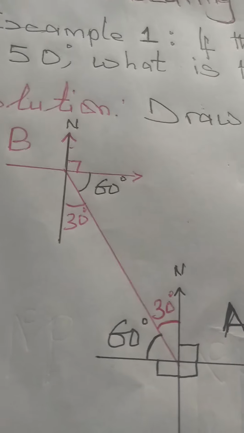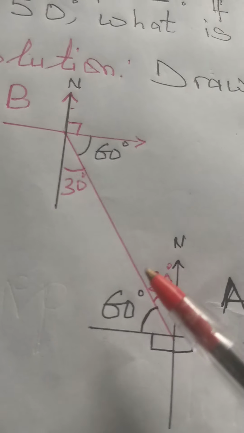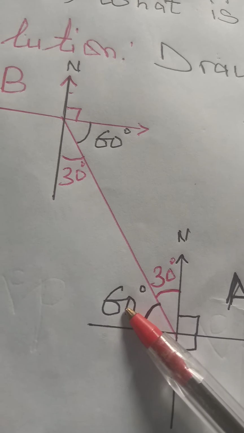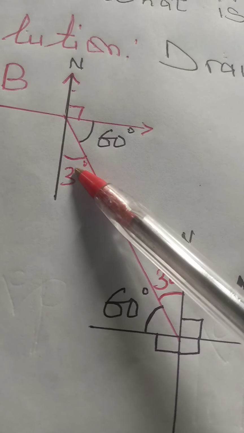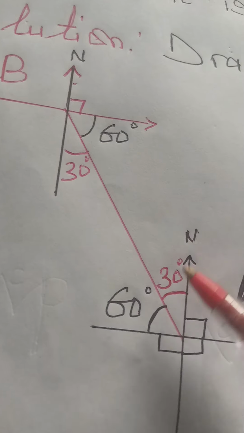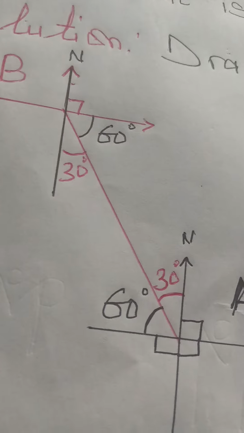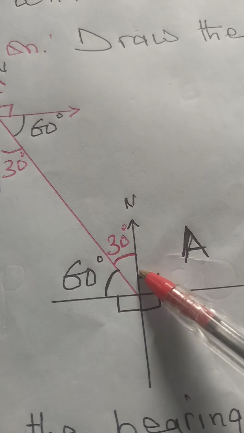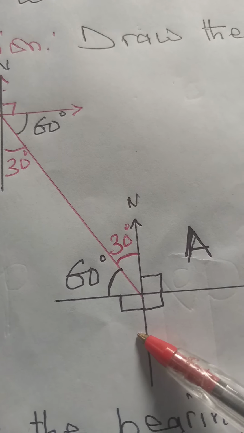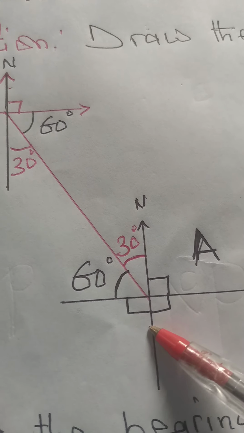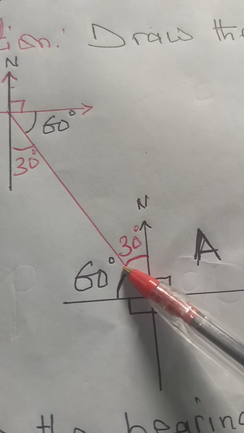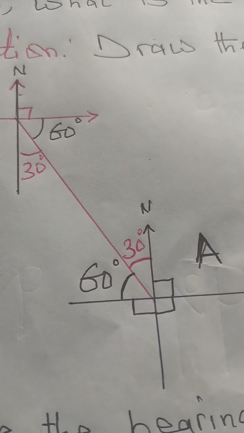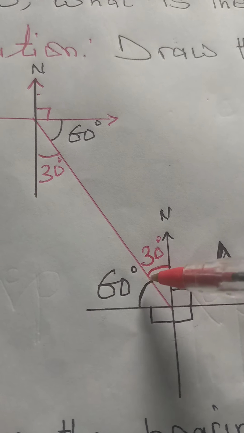So if this angle is 60, then by alternate angles this one here will also be 60. Then the remaining angle here will be 30, and here too will be 30 because of alternate angles. Therefore, the bearing of B from A will be the whole of this angle starting from the north. You go in clockwise direction down to the line joining B to A. That is, you start from here, measure around, and then stop here.